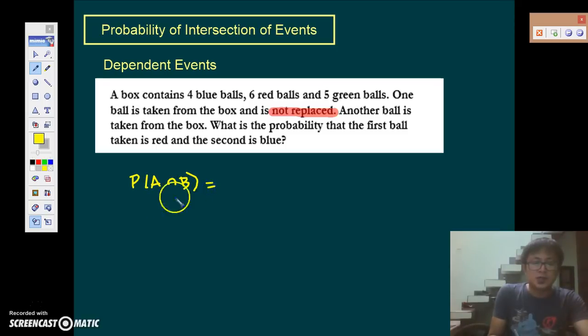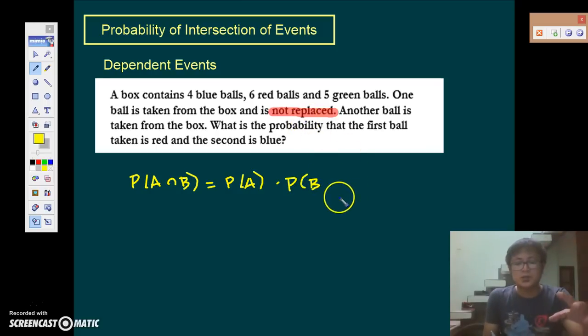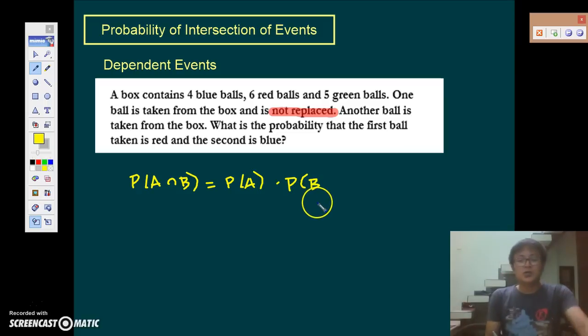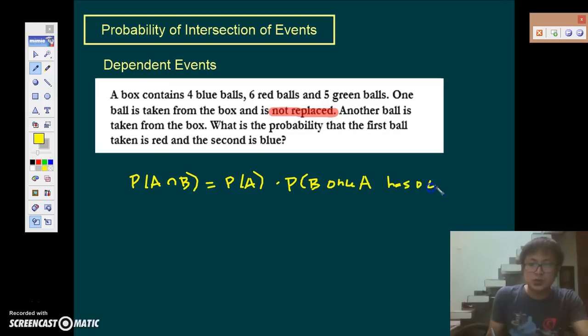So the probability of getting A, so P(A) times P(B). But this time, remember, the second event, which is getting the blue one, will be depending on the event that will happen in the first, right? So this would be P(B) once A has occurred.